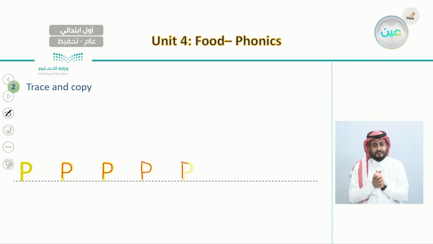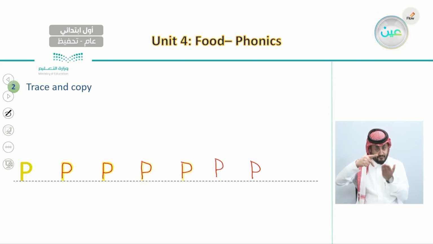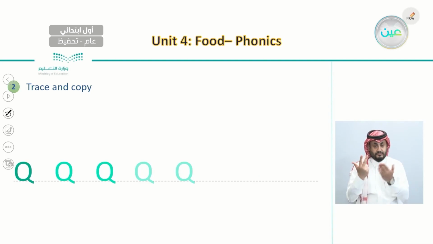So here you go. We trace these letters like this. And after this, it is time that we write the letter on our own like this. So we start drawing a line here, and this is how we write the letter P. P from the word parrot. Now, let us move on to the third letter. The third letter is Q. Q from the word quilt.